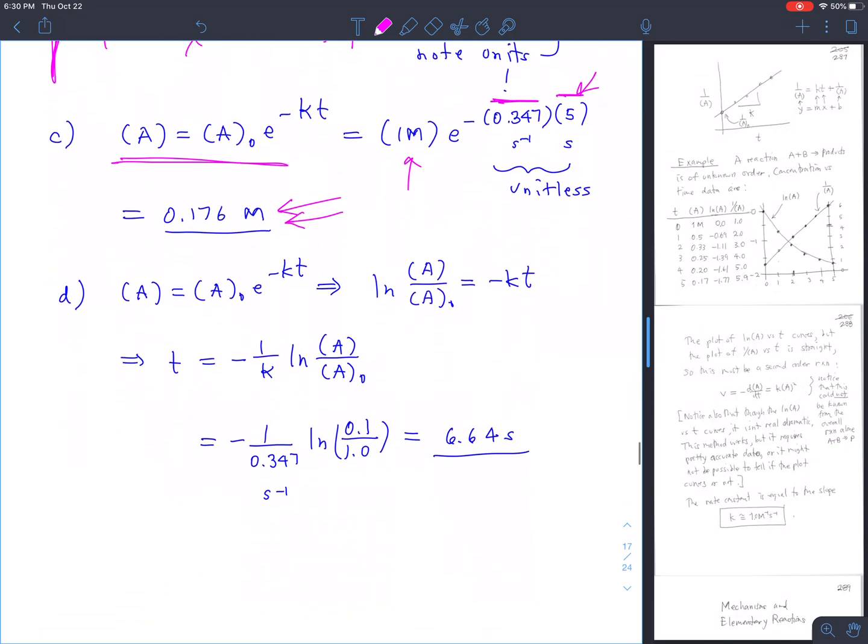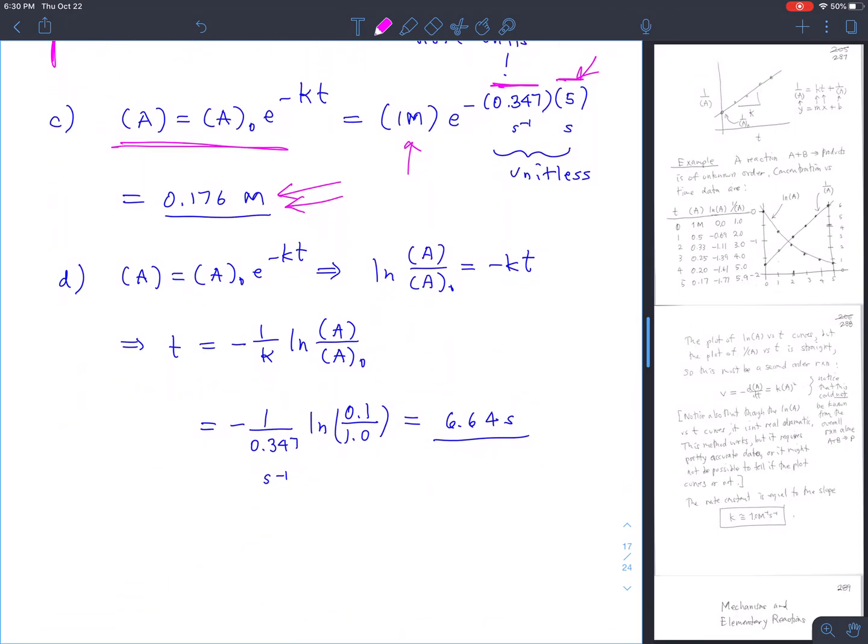And the last part, how long would it take to reach 0.1 molar? It's going to take a little longer than 5 seconds. We can see that already. That just means solving for the time here, right? So we take log of both sides, we divide through by minus k, and we get t is equal to minus 1 over k log of A over A0. A at the time in question is 0.1 molar. Initial A was 1 molar.